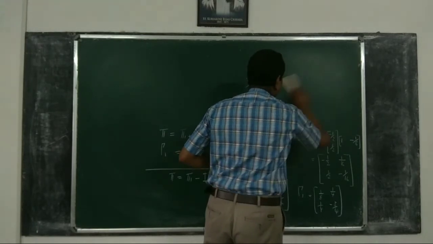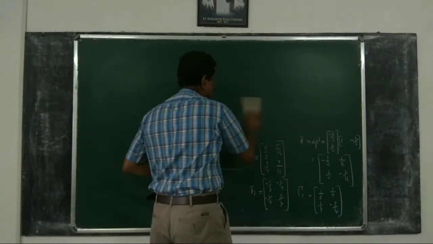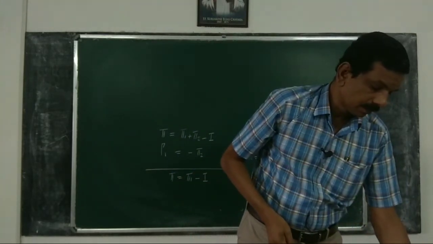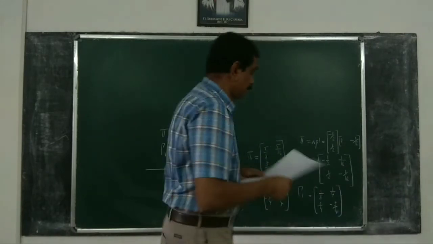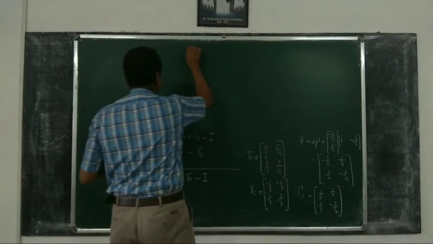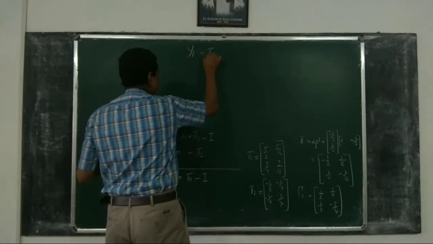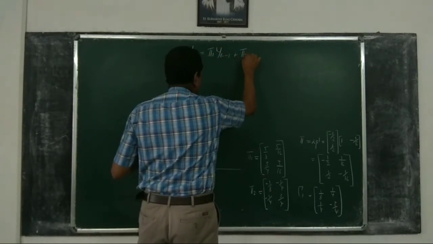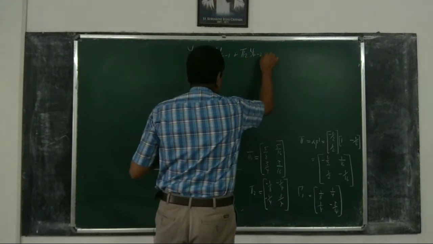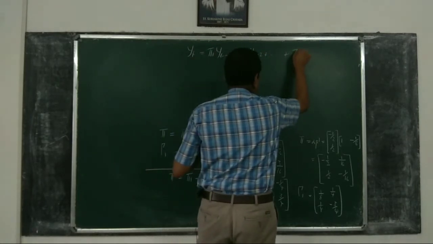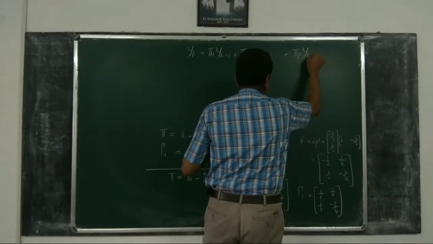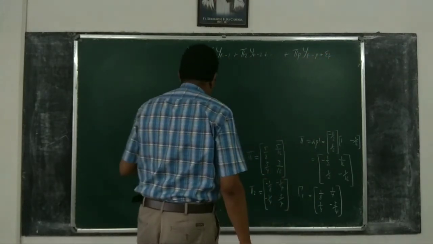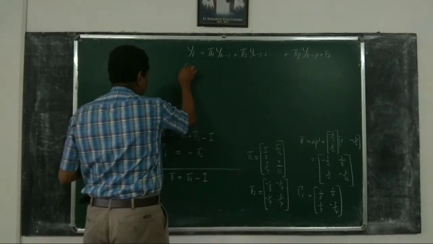We generalize it to a pth order VAR given by y_t is equal to pi_1 y_{t-1} plus pi_2 y_{t-2} plus etc. pi_p y_{t-p} plus epsilon_t. This is reparameterized as an ECM.